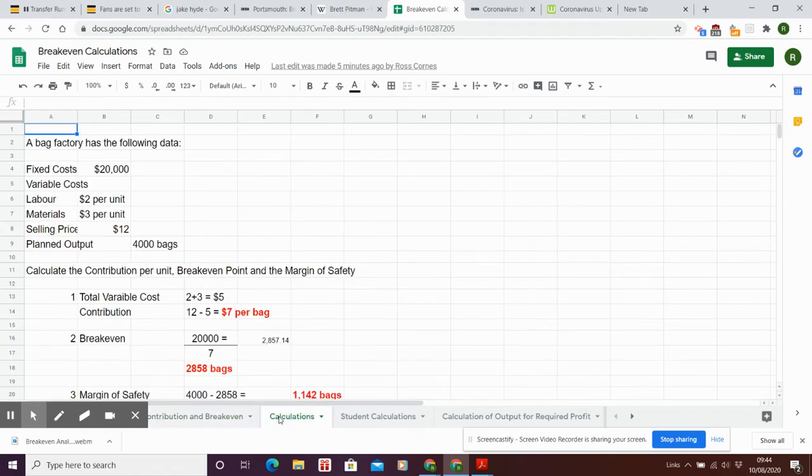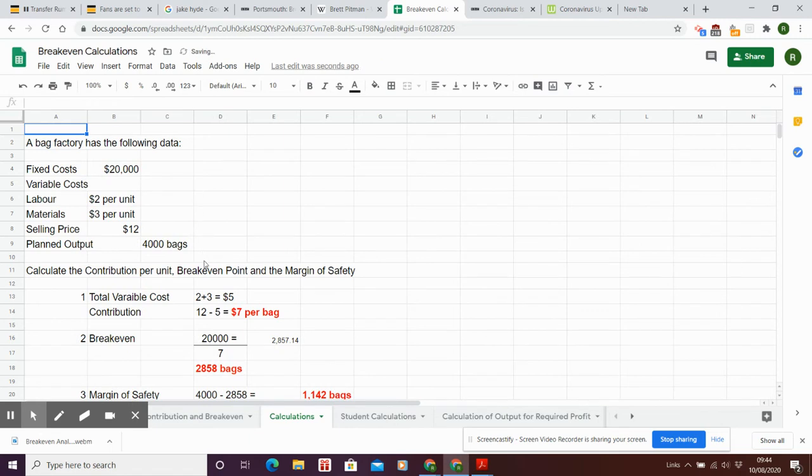Very quickly, I'm going to run you through some calculations. We've got a bag firm here. We've got fixed costs of $20,000. Then we've got labour of $2 per unit. Materials are $3 per unit. The selling price is $12 a unit, and the planned output is 4,000 bags.